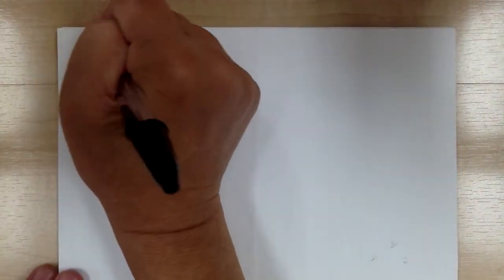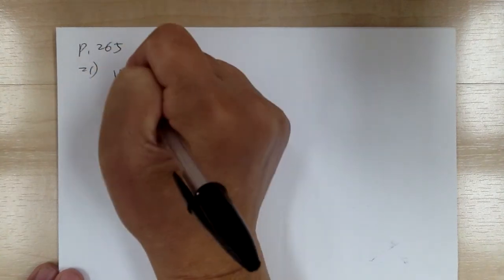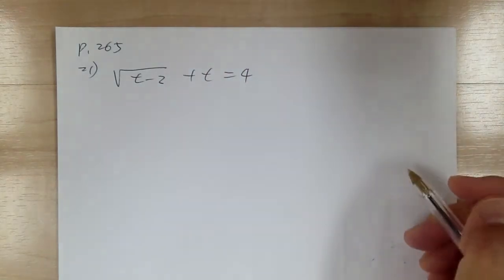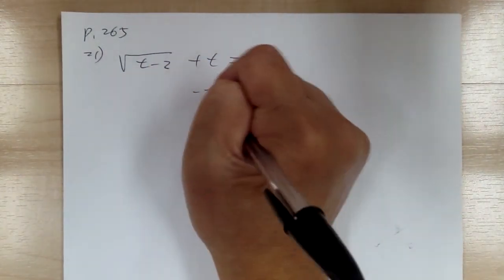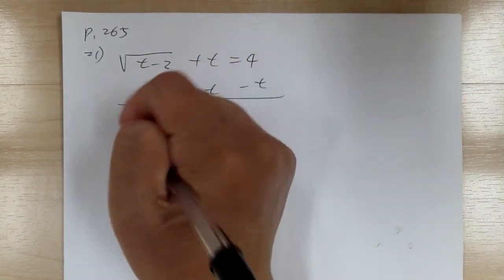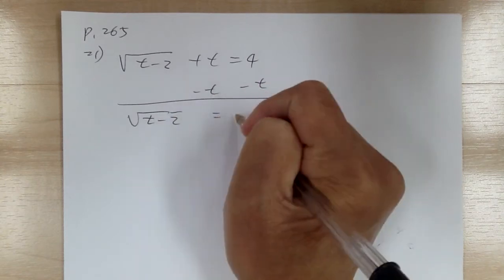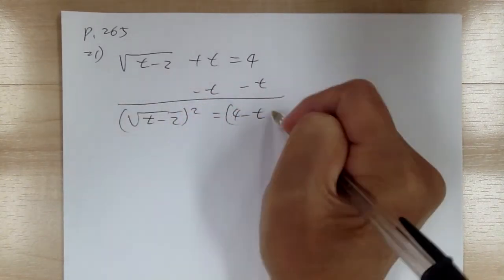Okay, let's go to 21. You got square root of t minus 2 plus t equal to 4. So again, you need to isolate the square root, so minus t on both sides. So you got square root of t minus 2 equal to 4 minus t. Then after that, you can go and square both sides.